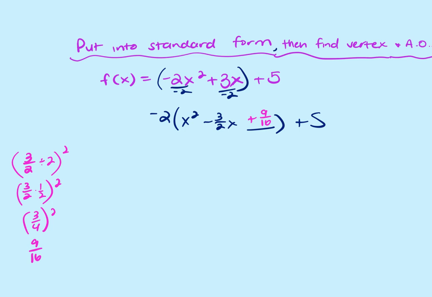And I would normally be subtracting it from outside the parentheses. But because I took something out, I have to multiply it by that first. When I multiply -2 times -9/16, first of all, it becomes positive. And then 2 goes into 16 8 times. So I'm adding 9/8.